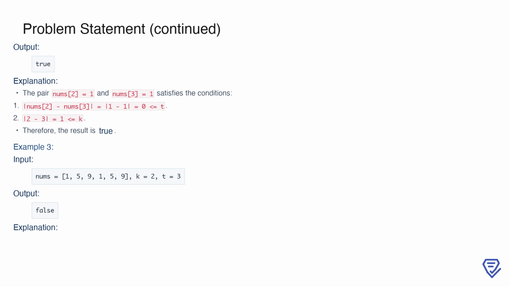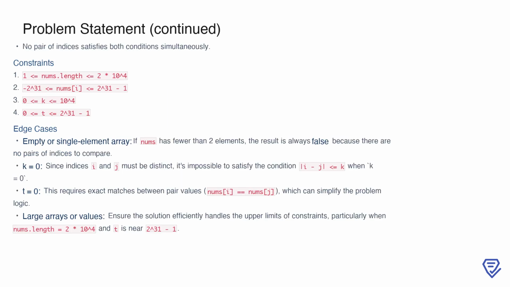On the other hand, consider the third example. In the third example, nums is [1, 5, 9, 1, 5, 9], k is 2, and t is 3. Here, the output is false because there is no pair of indices that satisfies both conditions at the same time.